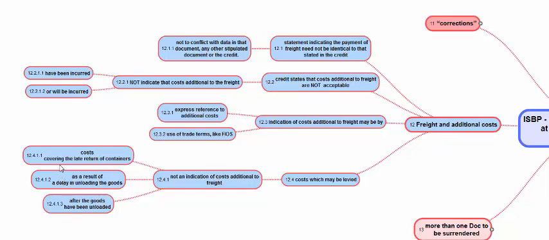And this cost of late return of container or cost of delay in unloading are not considered as cost additional to freight. So, these three types of costs which are related to the transport are not considered as costs additional to freight. These are the costs that could be incurred, but they are not an indication of cost additional to freight.